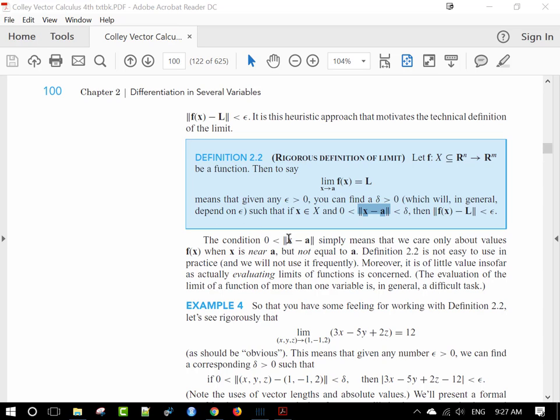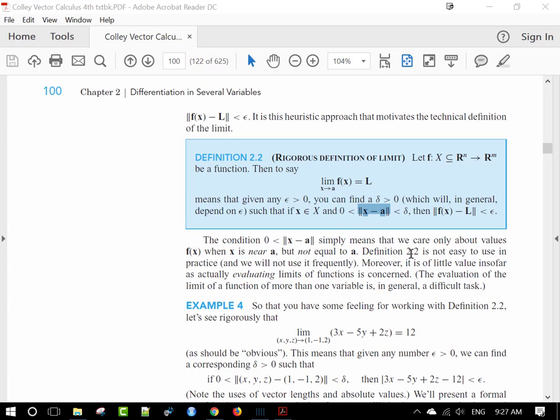So this part here simply means that we care only about values f of x when x is near a, but not at a. So we don't care what happens at a. If at a it's something else or does something crazy, we don't care. All we want to say is what's happening when x is near a, can we make it within our tolerance? It doesn't have to be that when x is equal to a.